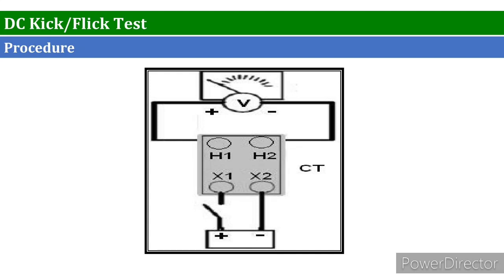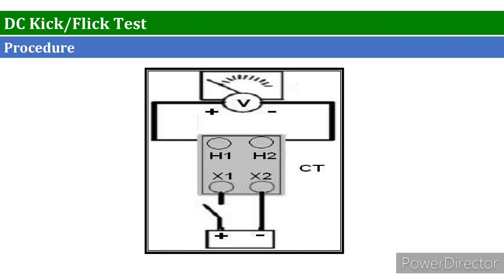In the last slide, we have seen the polarity of the CTs. Well, there is a test known as the DC kick test that basically determines the exact polarity. So, what's the procedure? Connect the positive of the voltmeter to the H1 terminal of the CT and the negative lead to the H2 terminal. Connect the negative terminal of the battery to the X2 terminal of the CT. Momentarily touch the battery positive terminal to the X1 terminal of the CT.